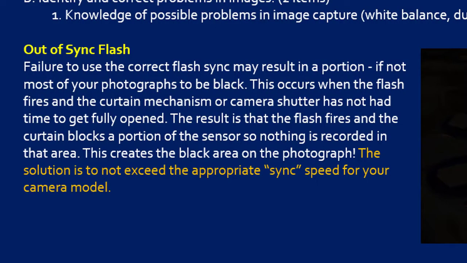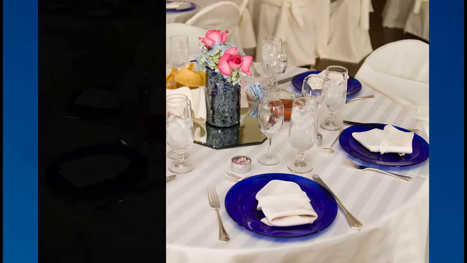The next problem we might encounter is an out-of-sync flash. We'll recognize that by the distinctive black band that appears on an image so that you're not seeing the complete image. If you're using a flash and you see that a portion of that image is black on one end, or top or bottom depending on the orientation of the camera, that's a telltale sign of an out-of-sync flash. The way you correct the problem is to simply go back to your shutter speed and make sure you're using the proper shutter speed according to your camera manufacturer so that you're using that camera's flash sync speed.